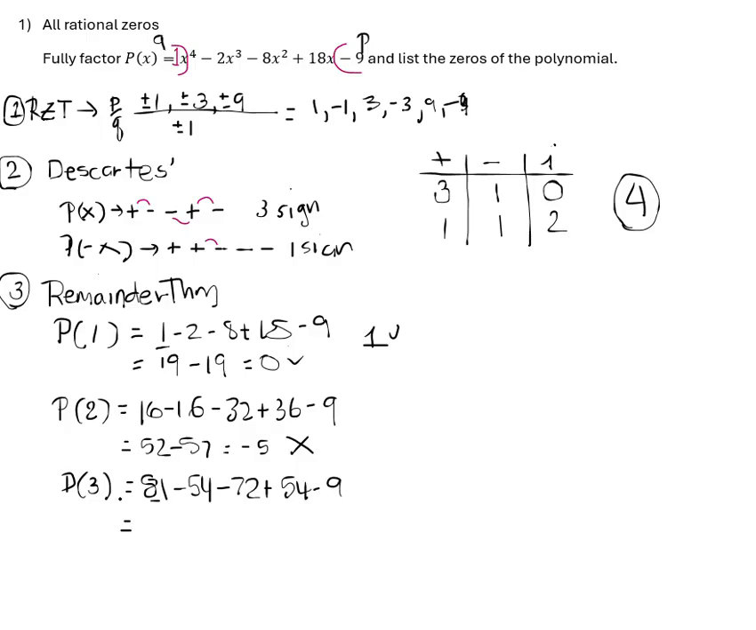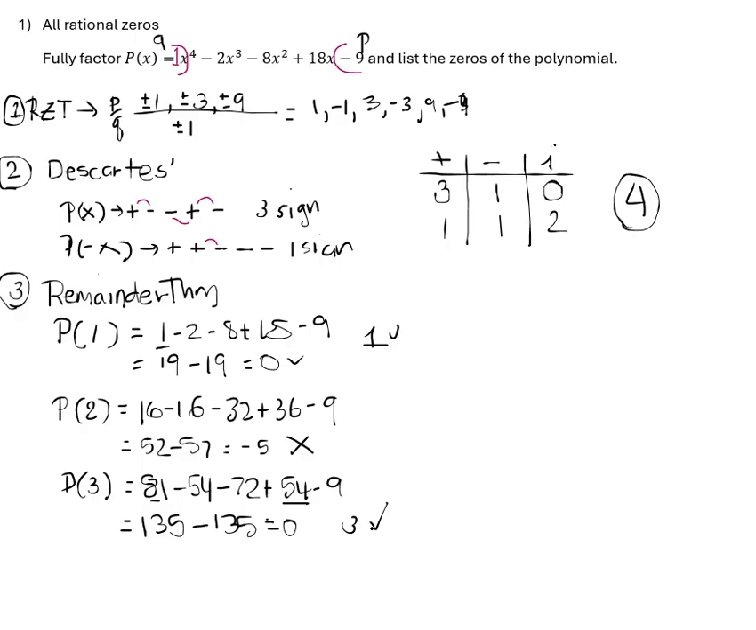Much better. So then I've got an 81 plus 54, which is 135. That's how I did it. And that's how we find our mistakes, folks. And then I've got a minus 54 minus 72, which is a negative 126. Minus 9 more is a minus 135. All right, so that's also going to give me 0. So 3 is also a 0, because P of 3 gave me 0, so 3 will also be a 0.